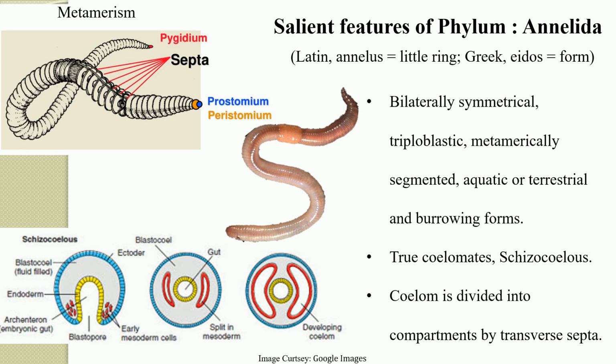Now these organisms are true coelomate organisms. True coelomate in the sense they are provided with a true body cavity which is around the gut. Hence they are referred to as true coelomates.